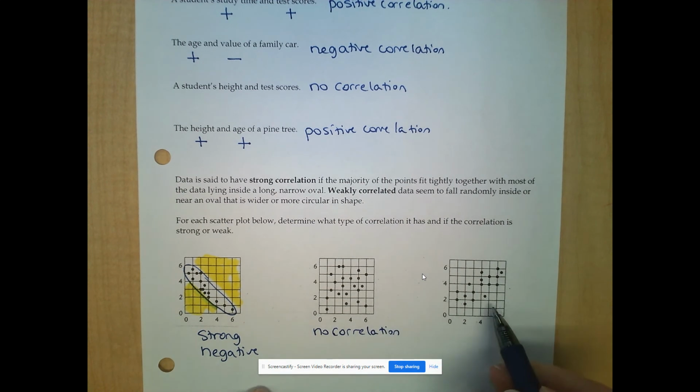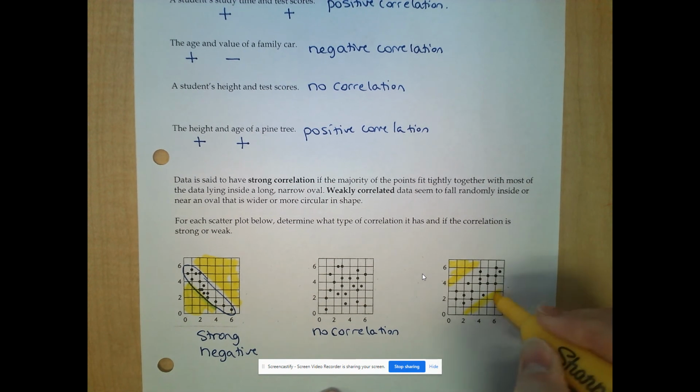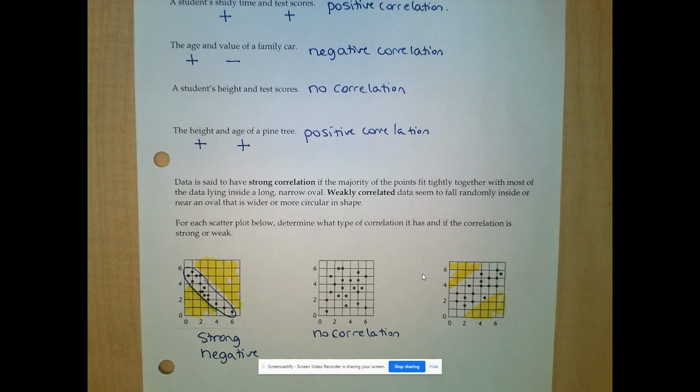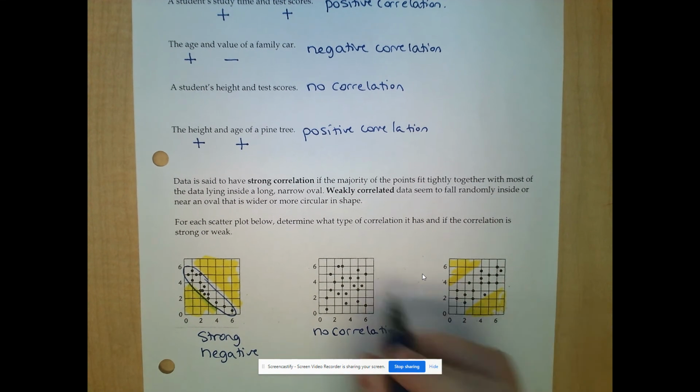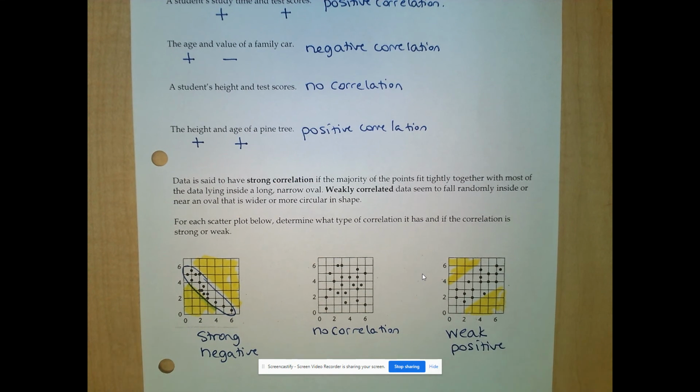And last, we have one that's sort of going up to the right. But if I try that highlighter trick, you'll notice that this one has a lot less highlighter on the sides than the first one. This one I would say is moderate to weak. According to our two choices here, we would say it is weak. And it is going up to the right. So as x is increasing, y is also increasing. So that would be positive.